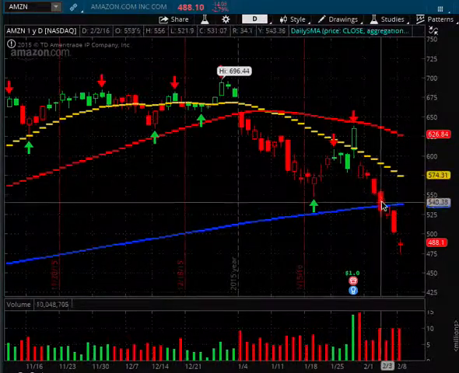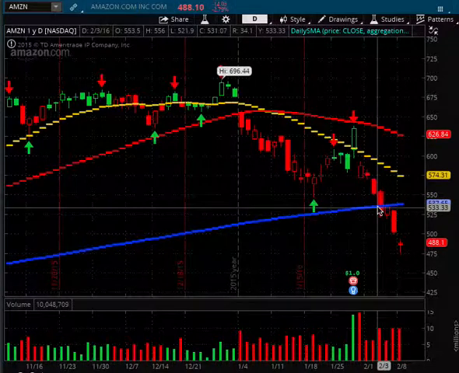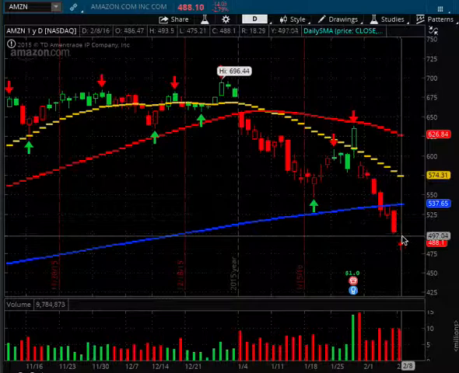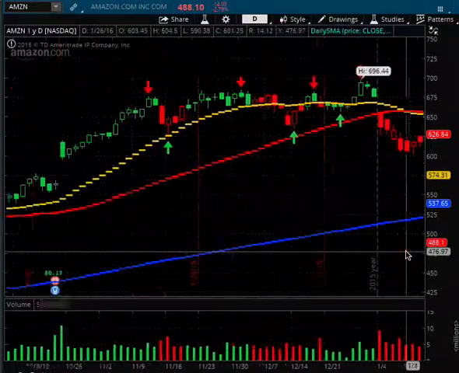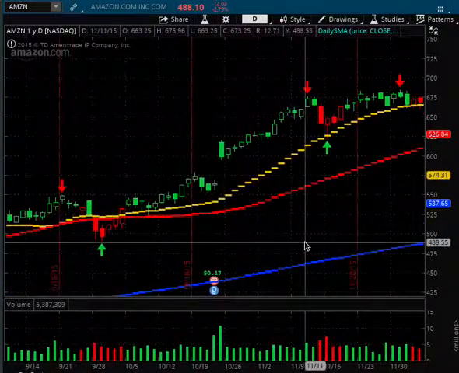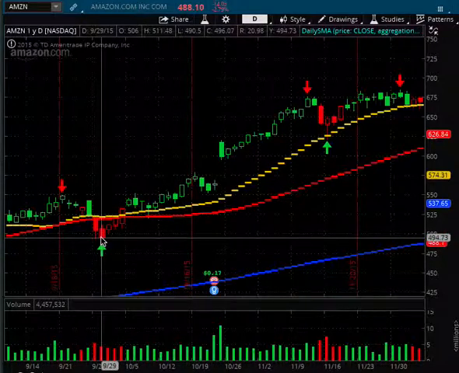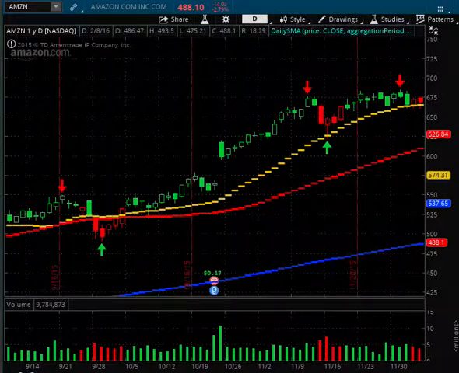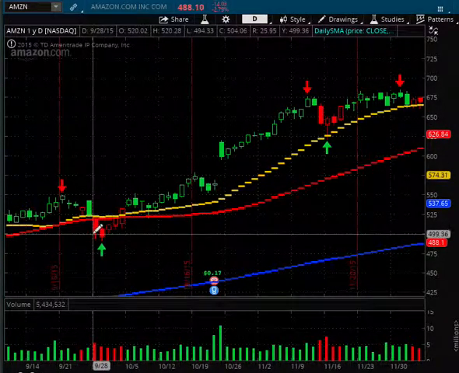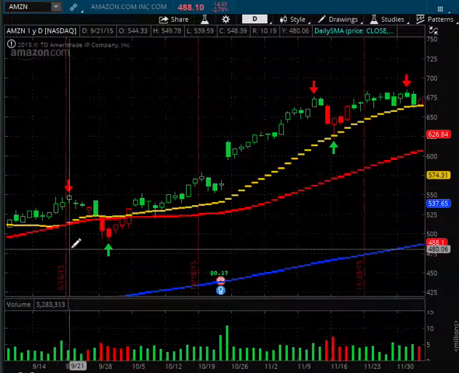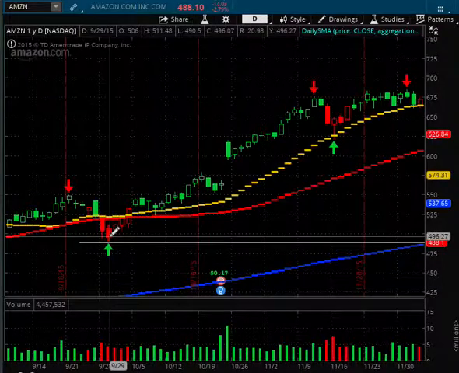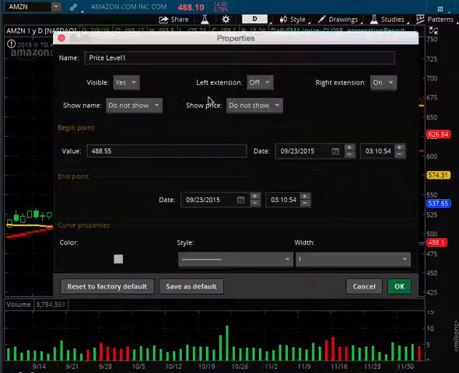But for now, it looks like we broke through the 200-day moving average, which was right around the $538 level, and now Amazon is $488, and it looks like we have some support around this particular value. It looks like here, which was September the 29th of last year, we had a low around $490.50.